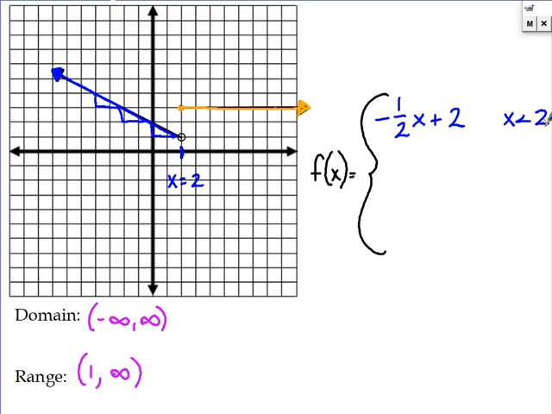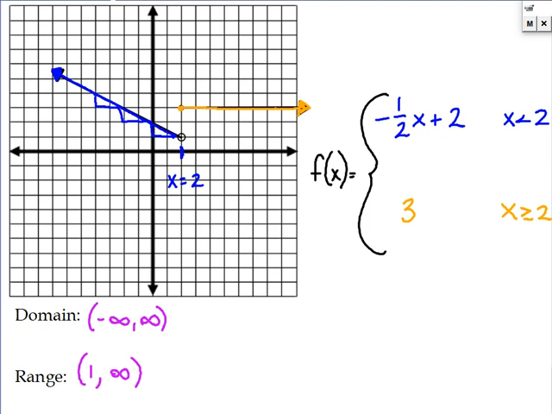So now I have to do the same thing for the orange piece. Now this is just a horizontal line, so its slope is 0, so I don't have to worry about its slope. I just have to say, what's the y value there? So this is going to be 3. That's my y value of 3. And again, what x values is it using? Well, it starts here at 2 as well, but it's the x values greater than or equal to 2.